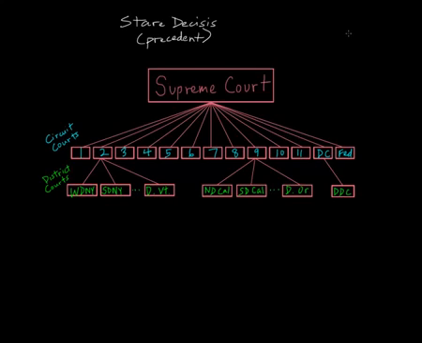When a rule of law is established for the first time in a particular type of case, so let's say this rule comes from a case, then courts that decide similar cases later on in the same jurisdiction will follow the rule set out in the first case. Right?